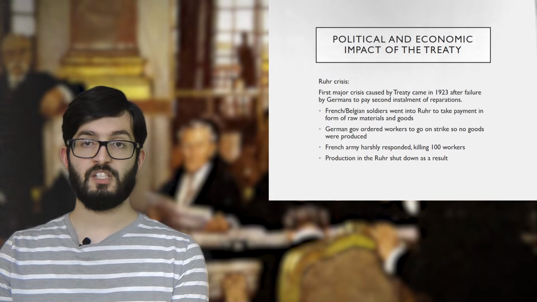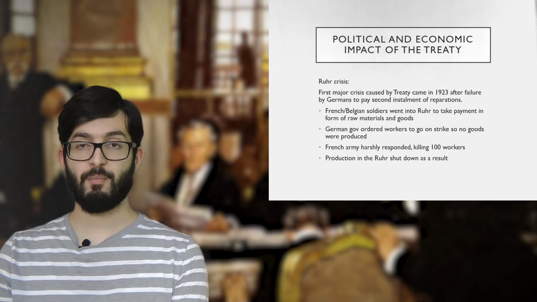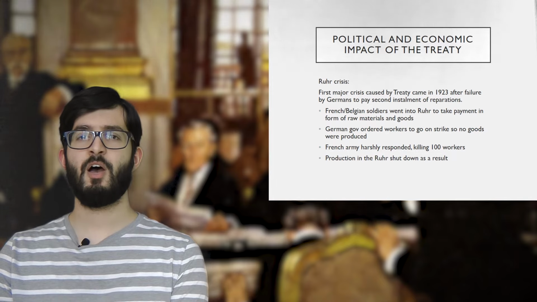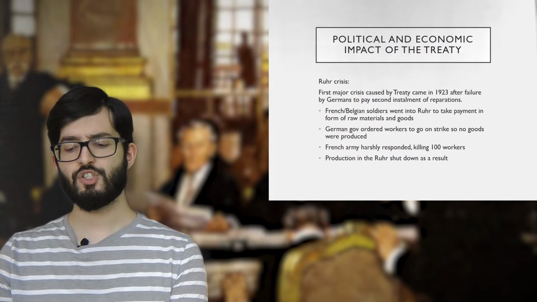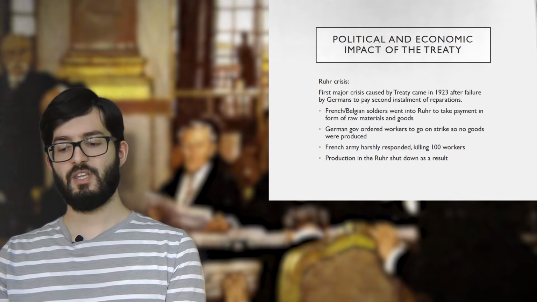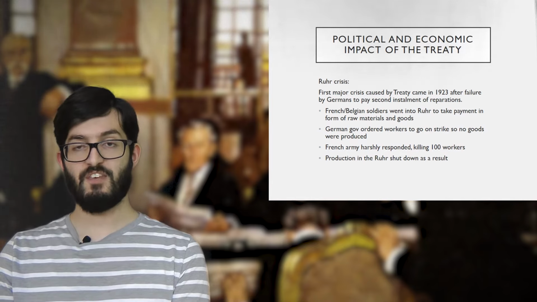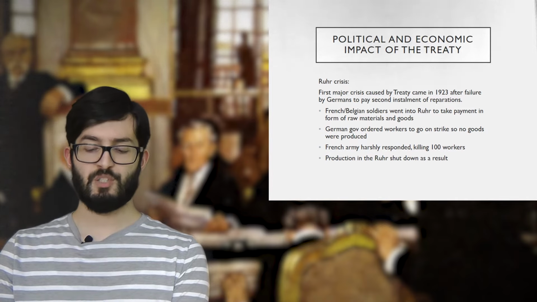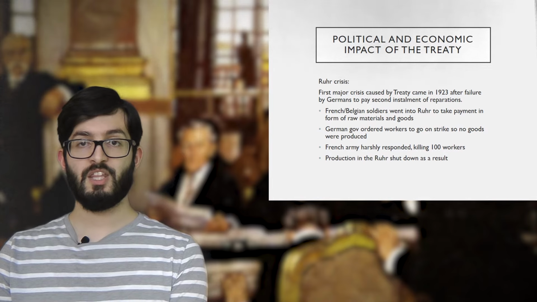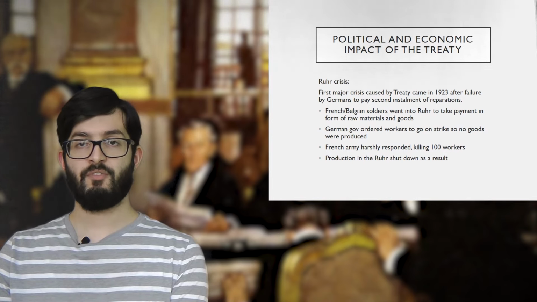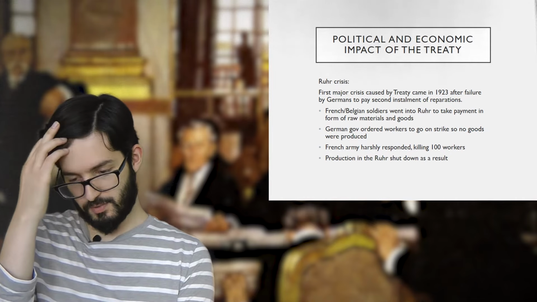The French decide this is nonsense and do not believe the Germans, and they lose patience gradually as the Germans continue to bide for time and refuse to pay up. And so French and Belgian soldiers cross into the Ruhr in 1923 to take those reparations in the form of raw materials and goods by force. The German government, in response, then orders the workers in the Ruhr to go on strike so that no goods can be produced and the French will not be getting their payments.